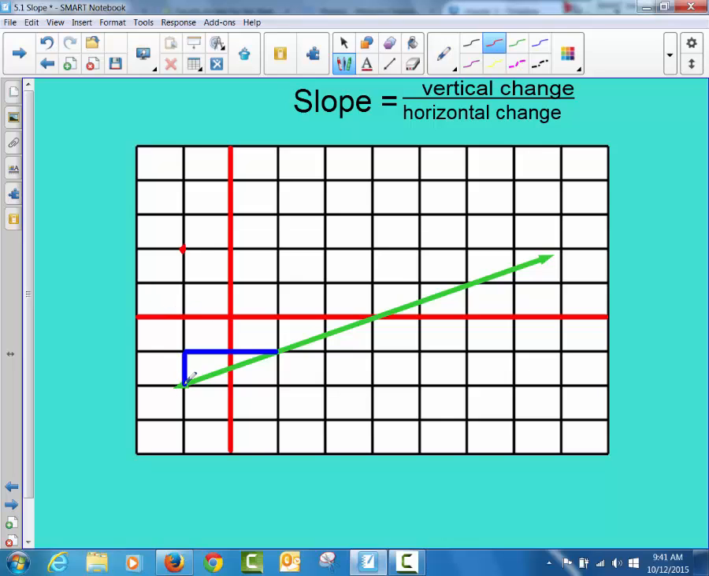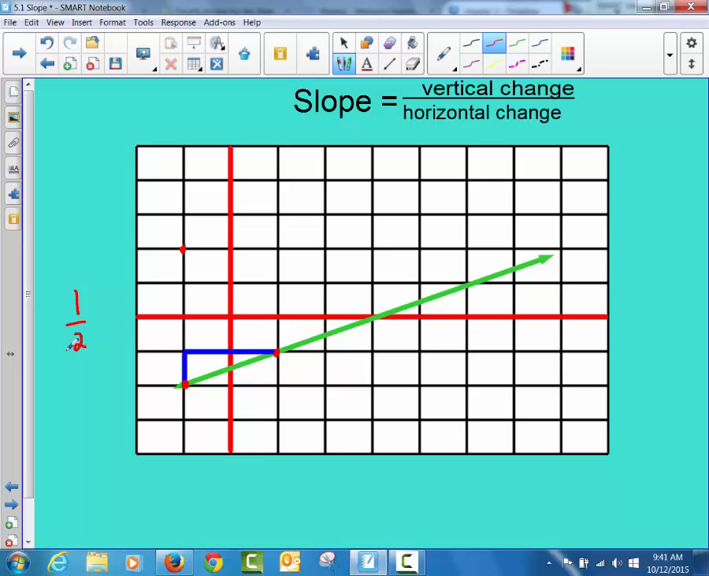So we start out at a place like that here, and we find the next place that it crosses an intersection here, and we try to find out what our slope is. So we go up 1 and we go right 1, 2, and that's where it intersects again. So we go up 1 and right 2, and that's our slope.